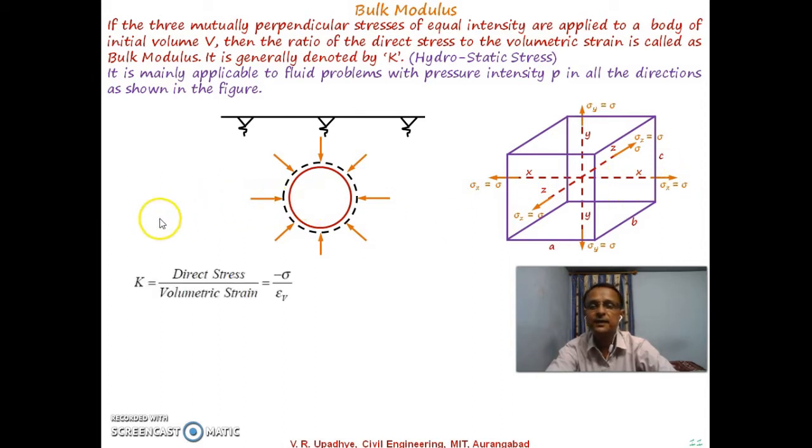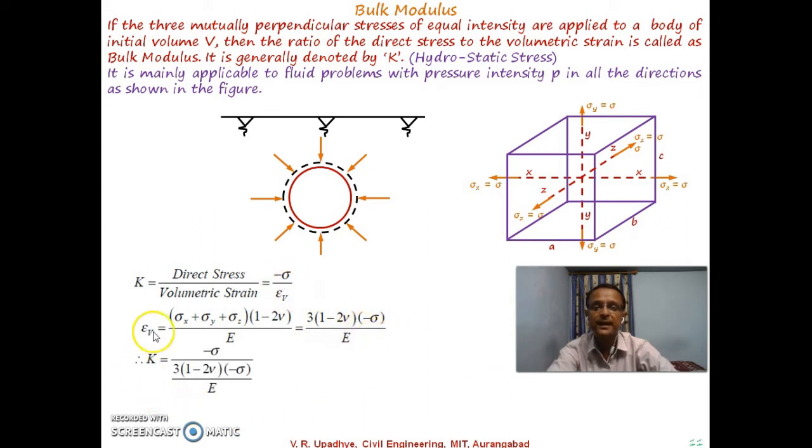This is what was already discussed: the bulk modulus is the ratio of direct stress to volumetric strain. The stress everywhere is sigma, and divided by epsilon V, the volumetric strain, gives the bulk modulus. Epsilon V we have already written earlier: sigma x plus sigma y plus sigma z, times 1 minus 2 mu, divided by capital E. Now if all these sigma x, sigma y, sigma z are sigma, then this sum becomes 3 sigma, and that becomes 3, with 1 minus 2 mu written as it is, and this sigma taken over here.